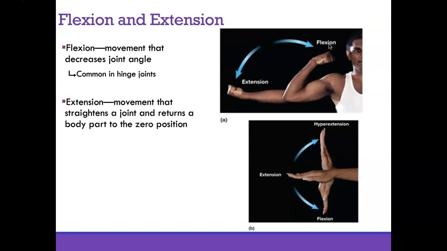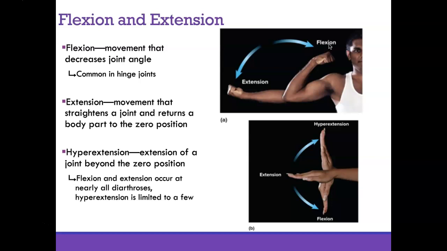So everyone flex at the elbow and then extend. If you were to go even behind your back, like reach behind your back, that's called hyperextension. So you extended the joint beyond the zero position. So again, everyone flex, then extend, and hyperextend. Same idea as in the hand. You can flex, you can extend, or you can hyperextend.